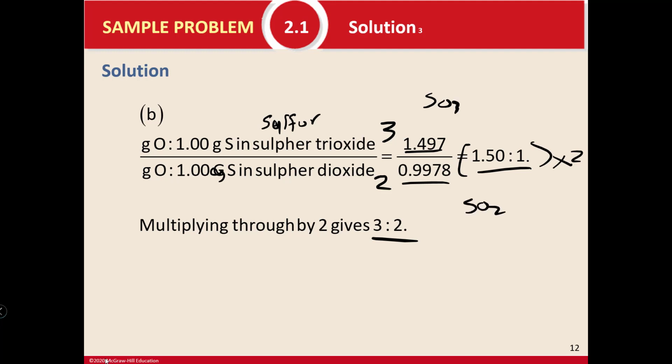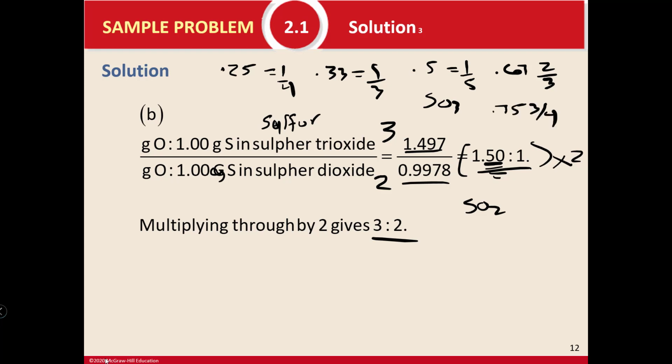So again, you can't have half of an atom. When you get a fraction, the ones you've got to be aware of are 0.25 is 1/4. 0.33 equals 1/3. 0.5 is a half. That one's an easy one. 0.67 is 2/3. And 0.75 is 3/4. So just keep that in mind, that if you get these fractional amounts, you know the atom occurs in whole numbers. You're going to have to do some conversion there. You're going to have to do some multiplication.